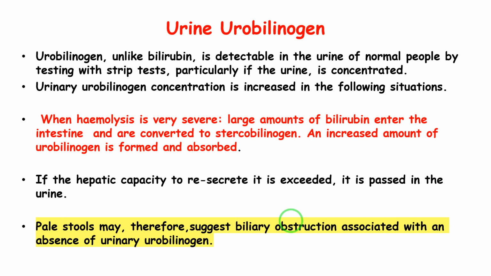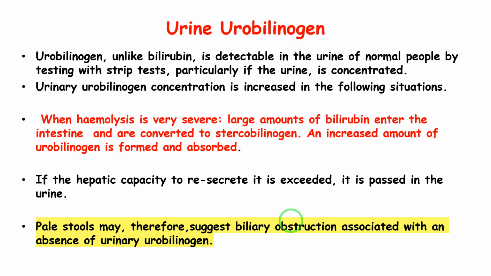If we have excess amount of bilirubin produced in case of prehepatic or hemolytic jaundice, then a large amount of bilirubin will enter the intestine, and excessive amount will be converted to stercobilinogen, and more urobilinogen will be produced, and as a result, more urobilinogen is absorbed and filtered by the kidney and appears in the urine. So the pathway is all open, but there is excessive amount of urobilinogen that is produced.